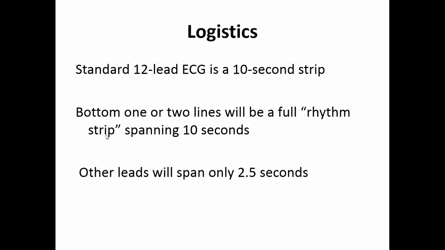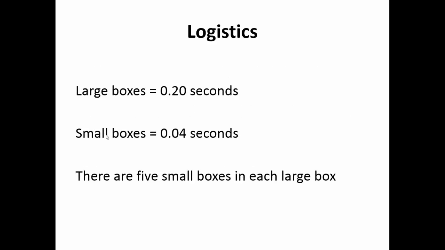Remember that a standard 12-lead EKG is a 10-second strip. The bottom 1, 2, or 3 lines will be a full rhythm strip, a full 10 seconds long. The upper 3 lines are cut into 2.5 second intervals, and I'll show you that more with a regular EKG in a minute.